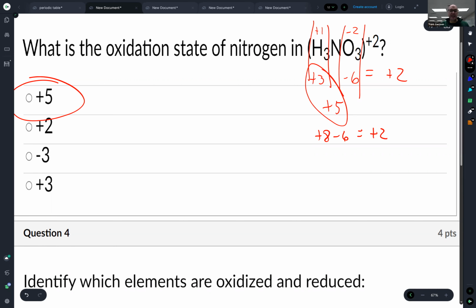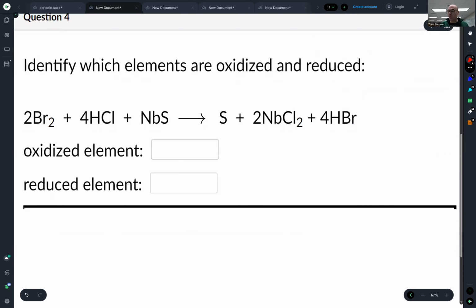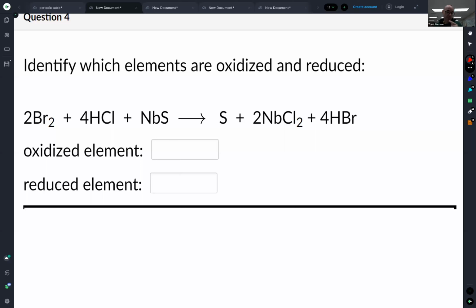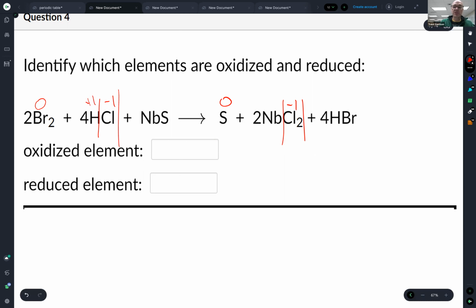All right. Number 4. Now, which elements are oxidized, which ones are reduced? So we need to establish that elements by themselves have a charge of 0. I need to establish that halogens have the -1 charge. Well, that didn't change. So I know that the chlorines are out of the running. My hydrogen's +1, so I know it's out of the running.